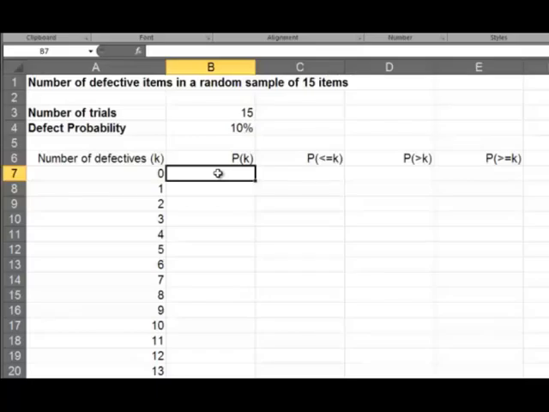Okay, now let's think about this conceptually a bit. If I'm getting a batch size of 15 and I have a 10% defect rate, on average I would expect somewhere around 1.5 of these parts to be defective. Of course, it's a discrete variable, so I can't get 1.5 for any given batch, but I'd expect on average to get somewhere in that realm.